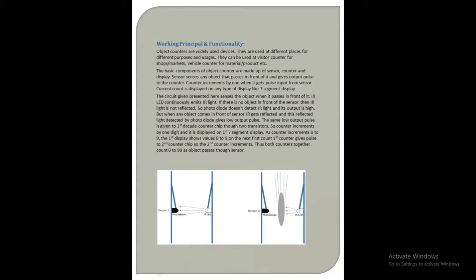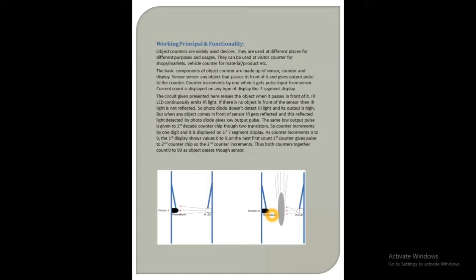But when an object passes, the infrared LED light will be reflected by that object, and the photodiode will sense it. And when it senses it, the output will become 0, which is a low output. This low pulse is then given to the counter chip through 2 transistors, so the counter increments by 1 digit and is displayed on the first segment display.